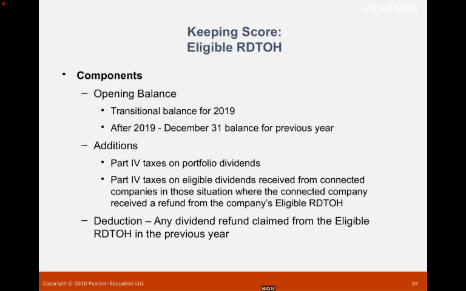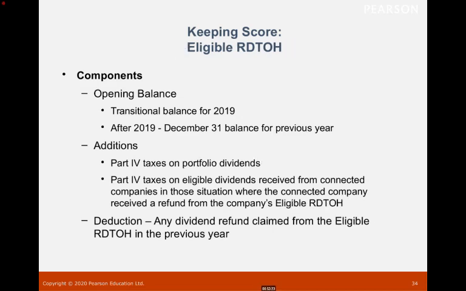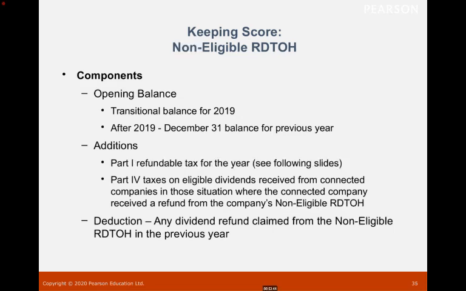So there's slides here for everything that goes into those two pots. Let's see here, your eligible refundable dividend tax on hand: Part 4 taxes on portfolio, Part 4 taxes on eligible, of course, deducting. So you have an opening balance, you add stuff, you deduct what you pay out, right? Just a running tally of that pot. Same thing for the non-eligible. What did you start with? We've got to deal with the transitional rules, but what did you start with?